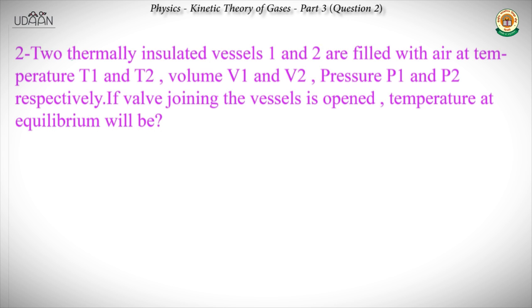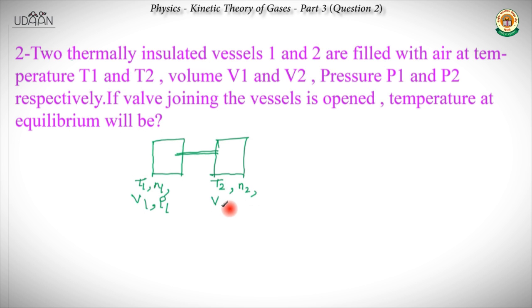So let's write down all the information we have. We have vessel 1 and this is vessel 2, connected through a valve. Vessel 1 has temperature T1, number of moles N1, volume V1 and pressure P1. And for the second vessel we have T2, N2, V2 and P2.